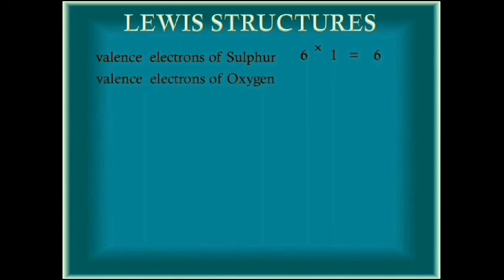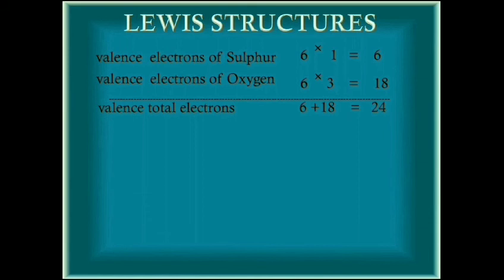Let us take a look at another example. Sulphur trioxide. When we represent it by its chemical symbol, we get SO3. Now, let us draw the skeletal structure as well as the single bonds. Calculating the total valence electrons of sulphur trioxide. Valence electrons of sulphur, 6 times 1 equals 6. Valence electrons of oxygen, 6 times 3 equals 18. Total valence electrons, 6 plus 18 equals 24.